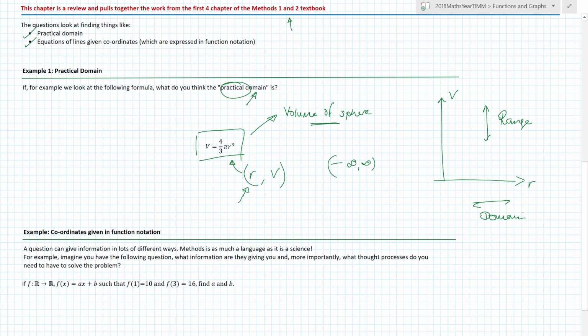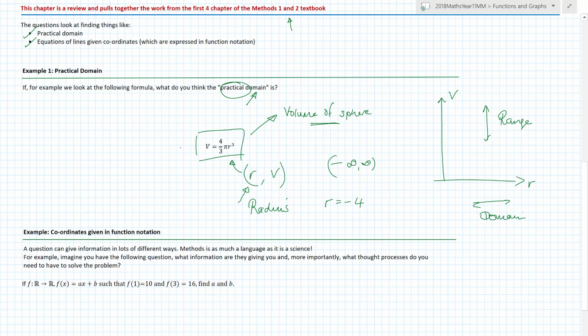What is the value of r? What does r actually stand for? It stands for the radius of a sphere. Can we have a negative radius? What, for example, would be r of minus 4? That's completely random. While mathematically you could cube minus 4, it makes no sense in a practical situation.